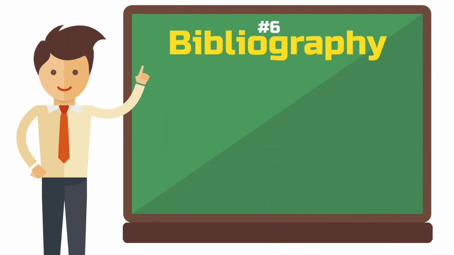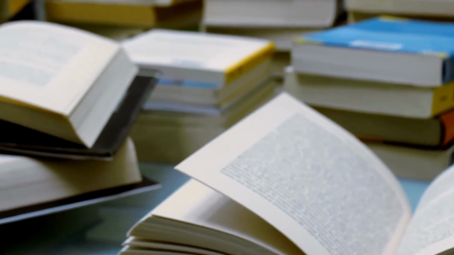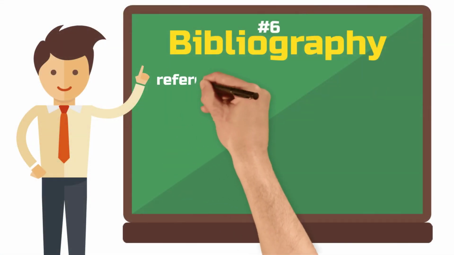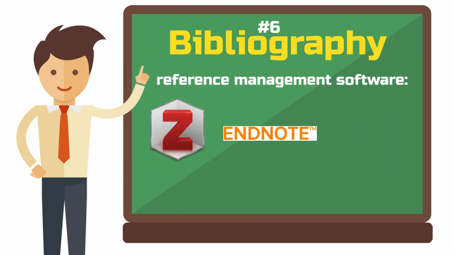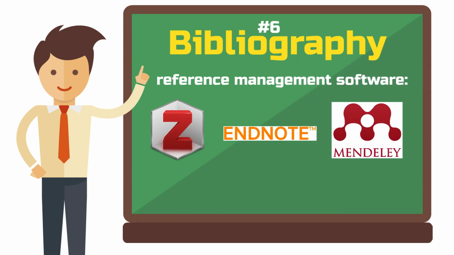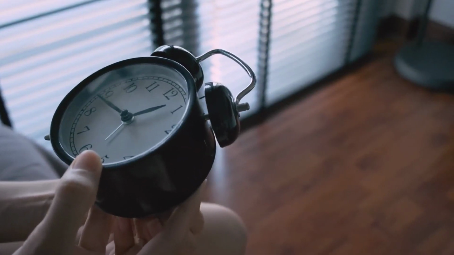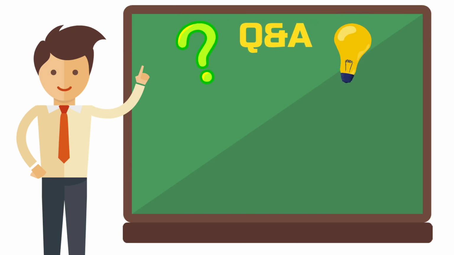Step 6, bibliography. Don't forget to create a bibliography at the end of your research proposal. You can have it automatically created by using a reference management software. Good software, for example, includes the programs EndNote, Zotero, or Mendeley. Pick whatever you prefer and stick to it. It will save you so much time. Trust me.